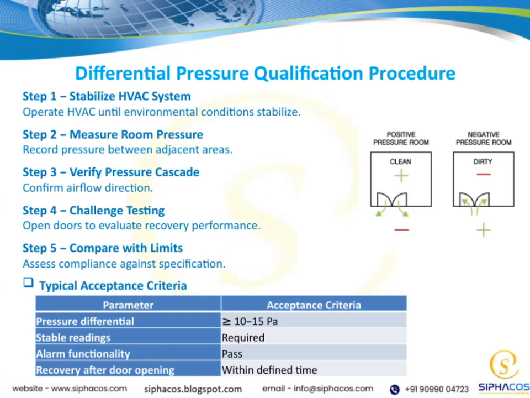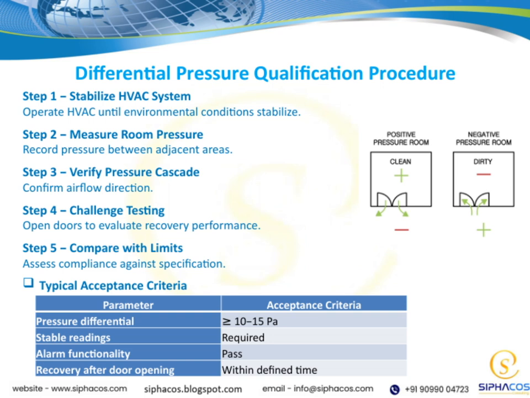Now, let's walk through the differential pressure qualification procedure. First, we stabilize the HVAC system, making sure conditions are steady. Then, we measure the pressure between rooms to check the balance. Next, we verify the pressure cascade, confirming airflow moves the right way.